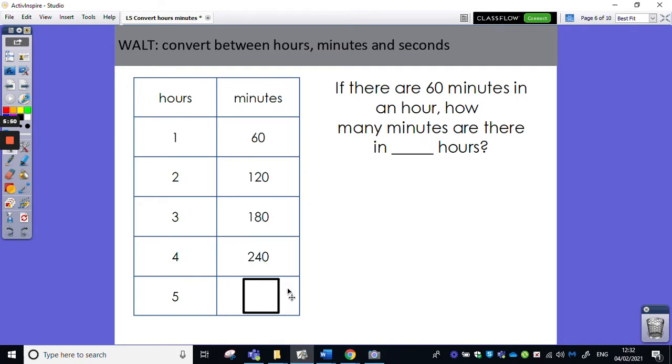Okay, hopefully you've recognised that's 240. And then how many in 5 hours? 6, 12, 18, 24, 30. So it will be 300.